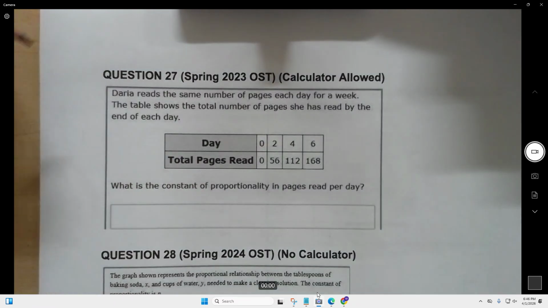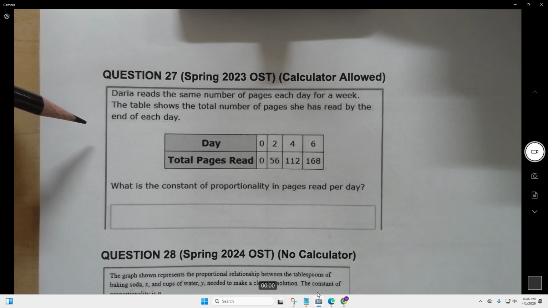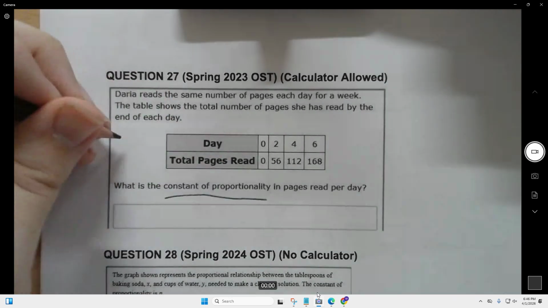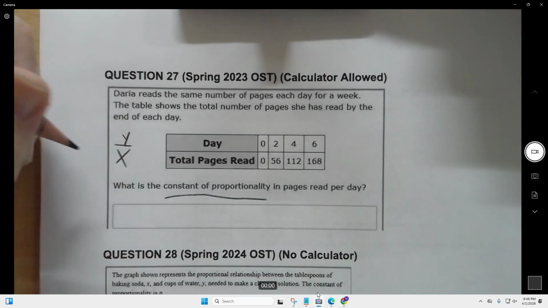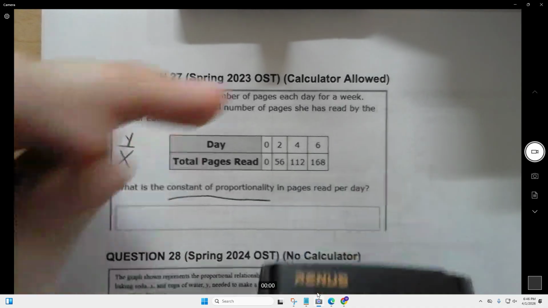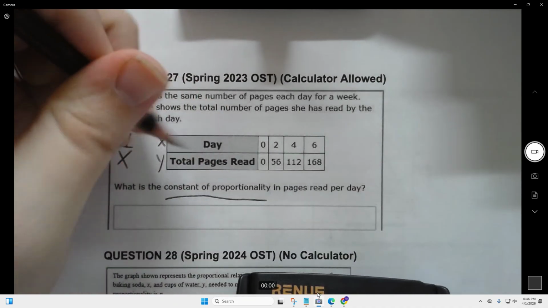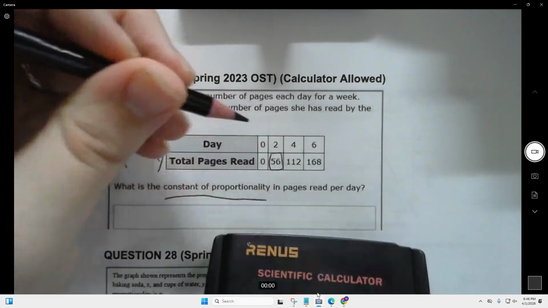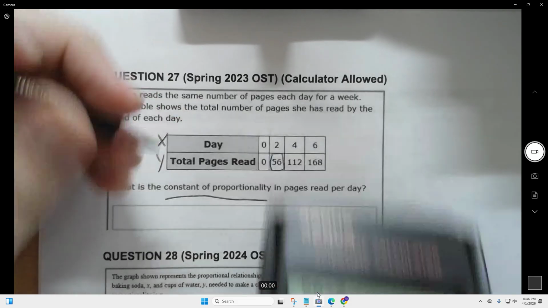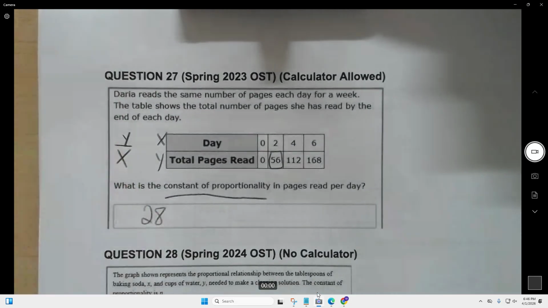Question 27. We're almost there. Daria reads the same number of pages each day for a week. The table shows the total number of pages she has read by the end of the day. What is the constant of proportionality? All right, well, we know that's y divided by x. Calculator allowed. Pick any two. This is your y. This is your x. 56 divided by 2 is 28. You are done.